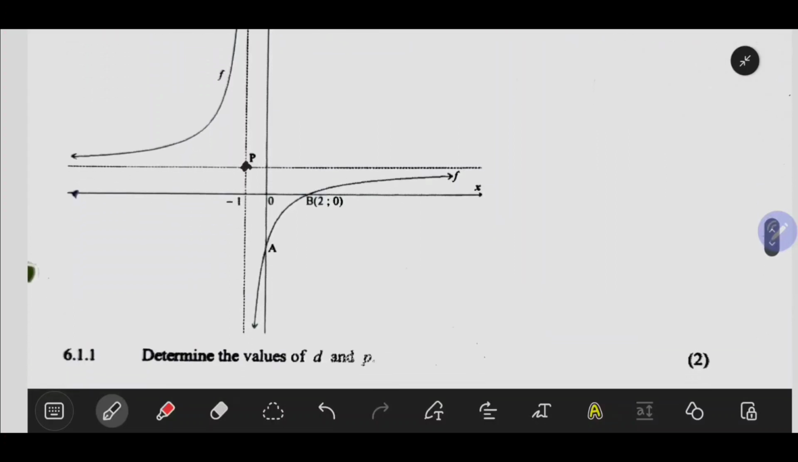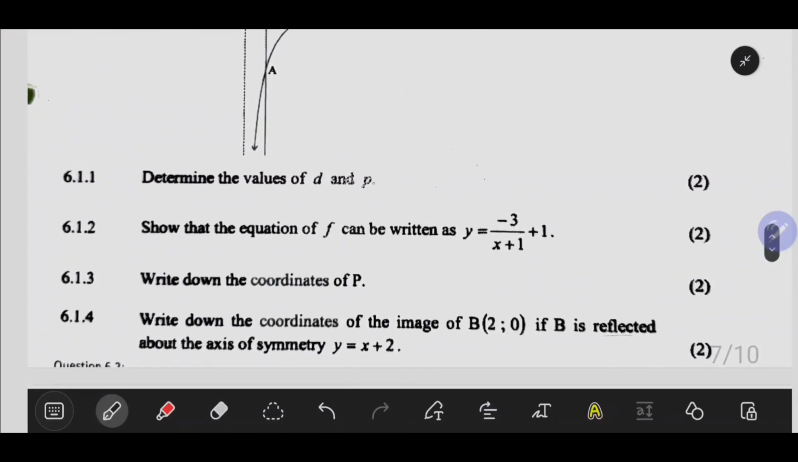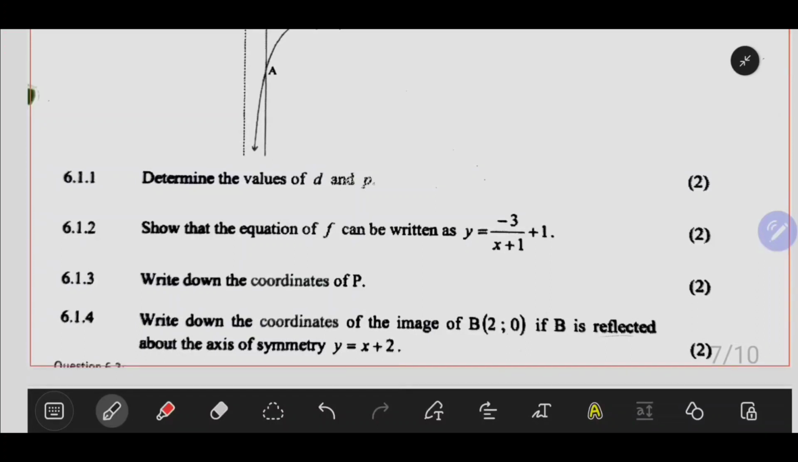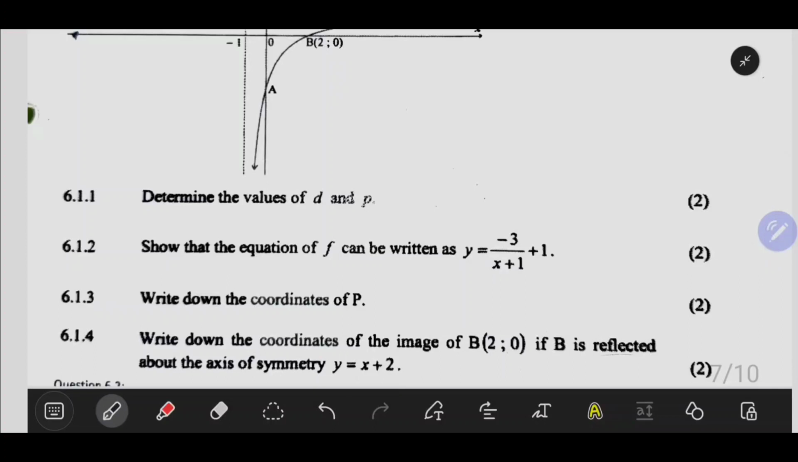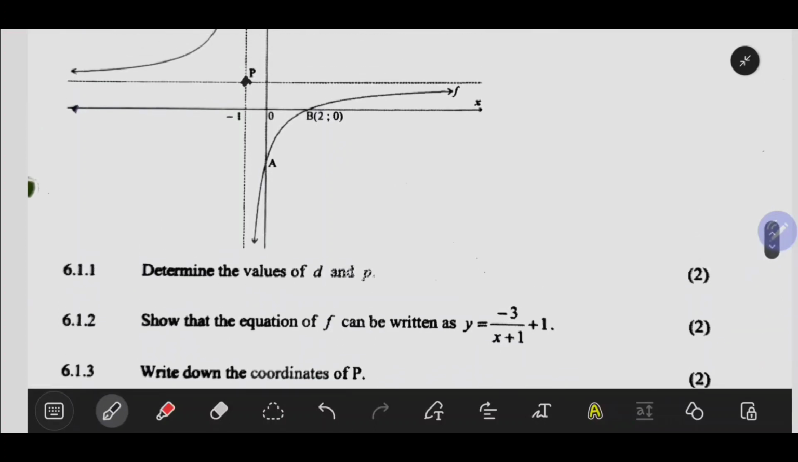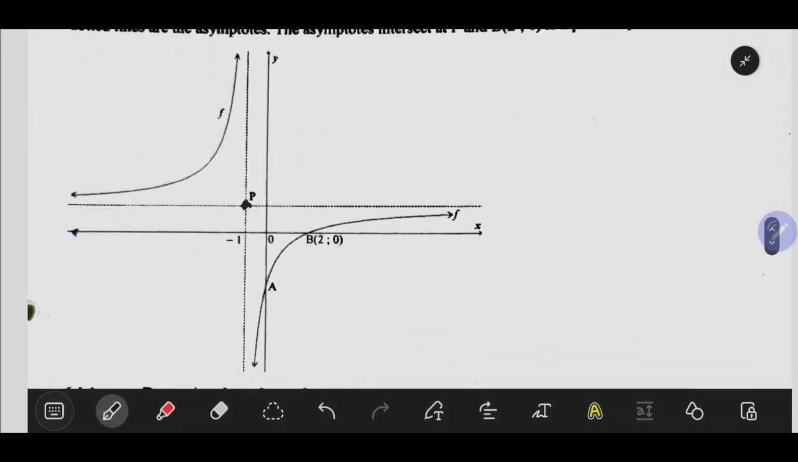Then the first question, or let me show you all the questions. So if you feel like you want to try them before we do the solution, then you can pause the video and then try them by yourself. So the first question says determine the values of d and p.